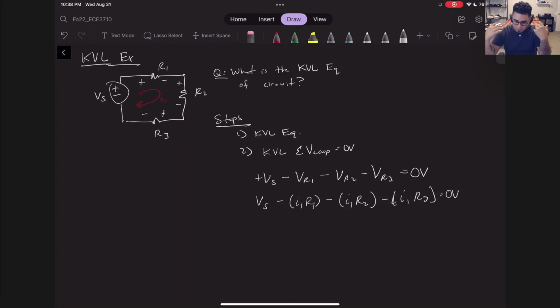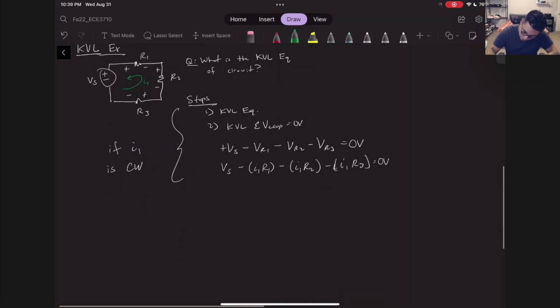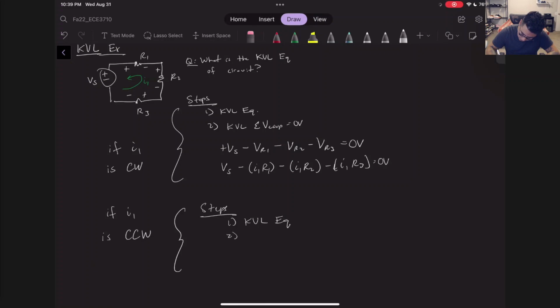So, devil's advocate. This is all if I1 is clockwise. What if I1 is counterclockwise? So now green is now representing the counterclockwise. So we're going to have to zoom out a little bit. Counterclockwise. Following the same steps. We're solving for the KVL equation of the circuit. We're going to be using KVL. I'm going to skip that.